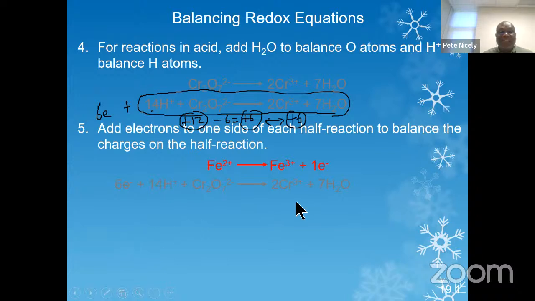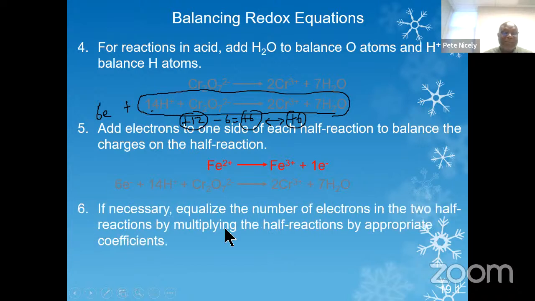So now that we have balanced the atoms, chromium, hydrogen, oxygen, and ions, and we have balanced the charges, the next step is very important, and it alludes to what I mentioned before. If necessary, equalize the number of electrons in the 2 half equations by multiplying half equations by their appropriate coefficients. That's important because, if you remember, in every redox reaction, the total number of electrons lost must be equal to the total number of electrons gained, right? That's true for every redox reaction.